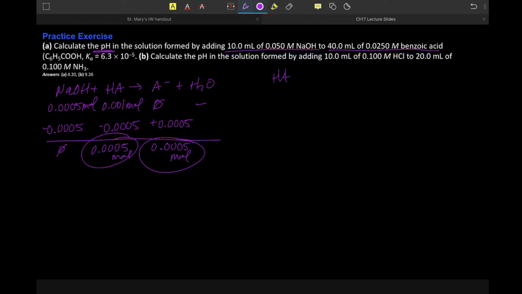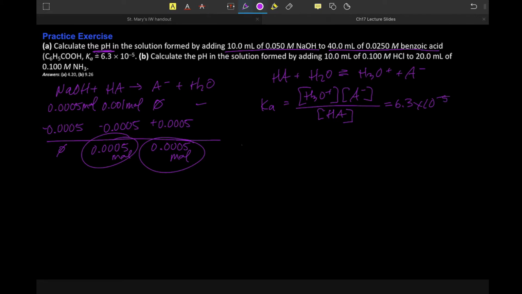Okay, and since HA is a weak acid, we're going to go ahead and write our reaction with water. So HA plus water gives us hydronium and A-. And then, of course, we will write our Ka expression, right, like we always do. And then we need to know our Ka value, which is given to us in our problem. And now we'll go ahead and plug in our values, right?